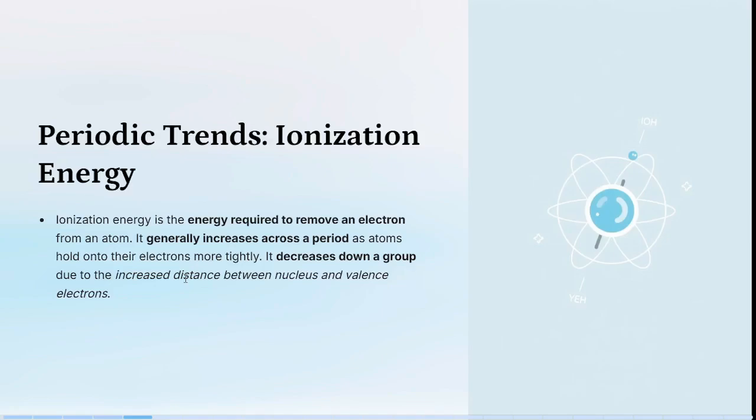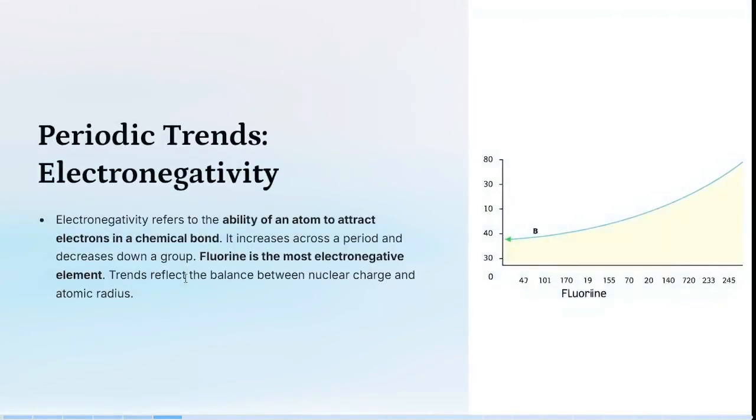So that's the same idea that is happening or coming into play in this instance. So let's move on to the next trend, electronegativity. Electronegativity refers to the ability of an atom to attract electrons to itself in a chemical bond. In a chemical bond, we have two atoms, whether the same atom or different atoms. So we have two atoms that would always make up a chemical bond.